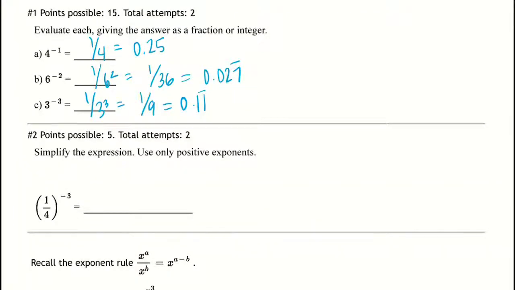So if I have a fraction with an exponent, that means I'm going to repeat that fraction, but I want to get that negative exponent out of the way first. So I can make that a 1 to the negative third and then a 4 to the negative third. And I can flip both of those, and we can see it's just 4 to the third.